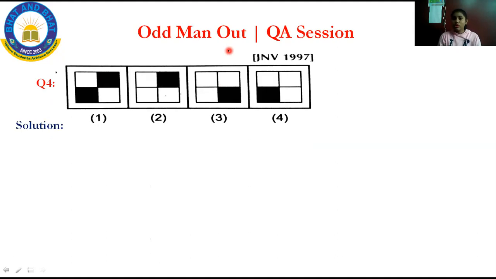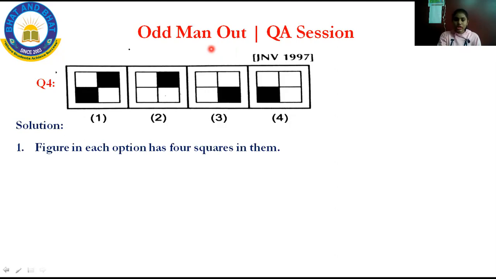When you're solving at home, go through each and every option, analyze it, and then take the correct answer. They have given four figures, and in each there are squares. Can you see here? This is called a square. Under that there are 4 squares. Count 1, 2, 3, 4. All the figures also have 4 squares in them.